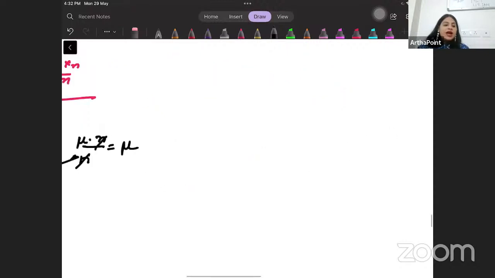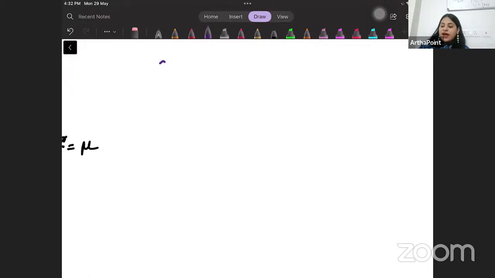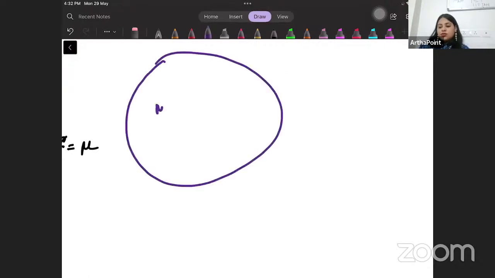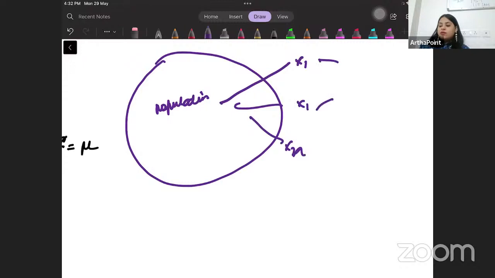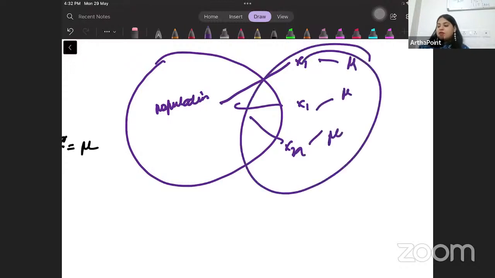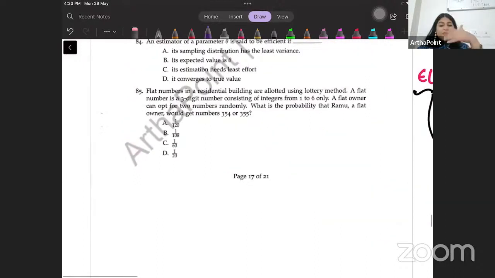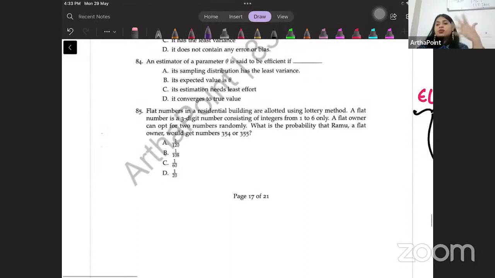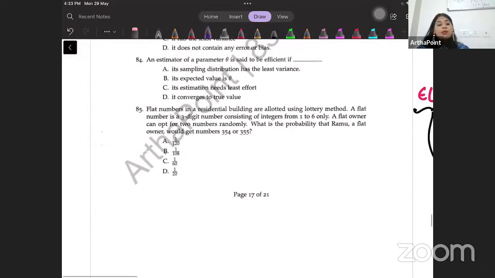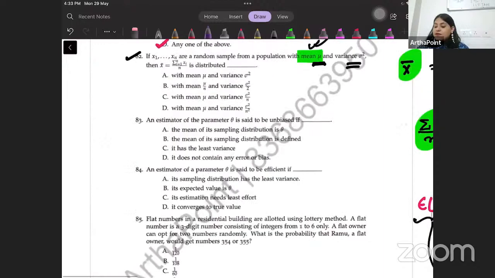But this is something I have done in your stats class. Please read this through: if I have a population from which I pick different elements, each of them has a mean of mu, then their mean will also have a mean of mu. This we have done in class. Try to think, what is the law of large numbers, what is the central limit theorem. You have to remember everything, right? So beta, we have done this.